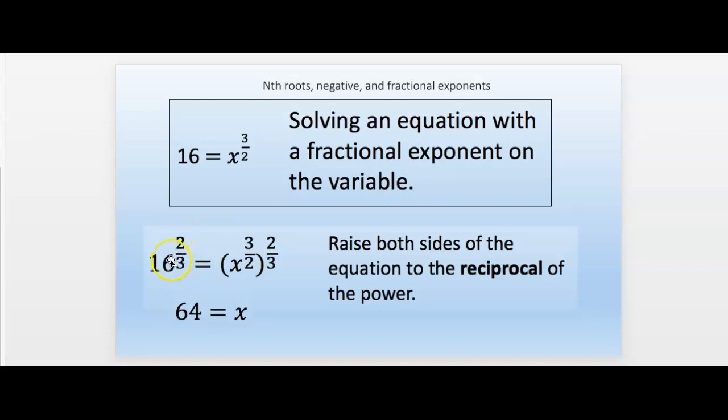So you can put that in your calculator, okay? You get 64. All right, 16 squared, and then take the cube root of that. You get 64.